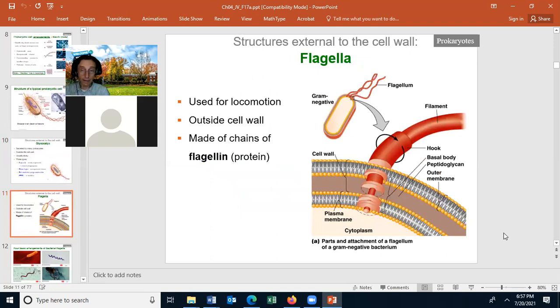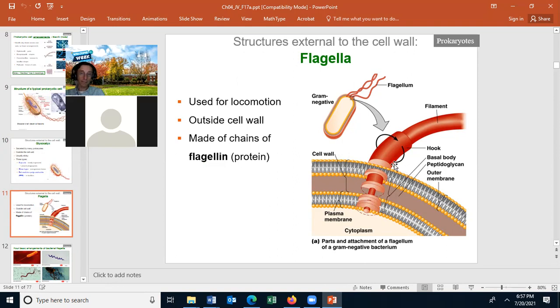A flagellum is a structure on a prokaryotic cell that is mostly outside of the cell, mostly outside of the cell wall, but there is a small portion of the flagellum which is connected to the cell wall and connected to the plasma membrane. And those are called the basal body.